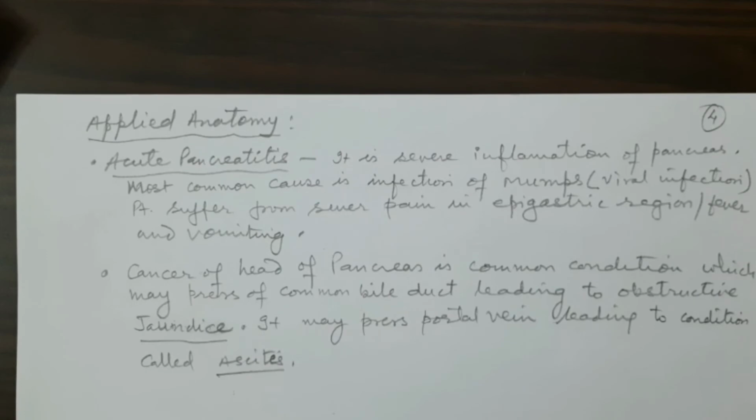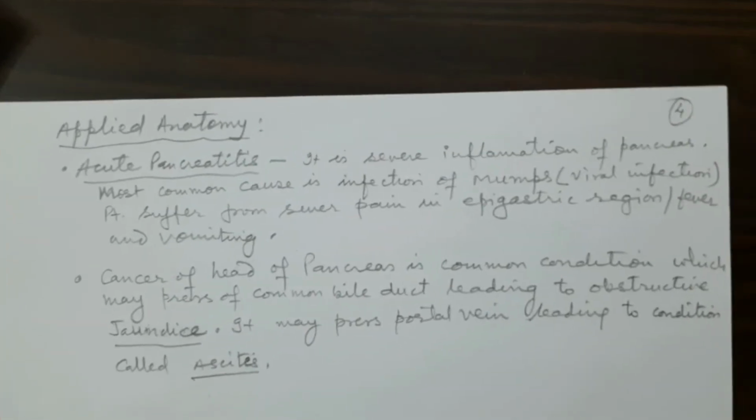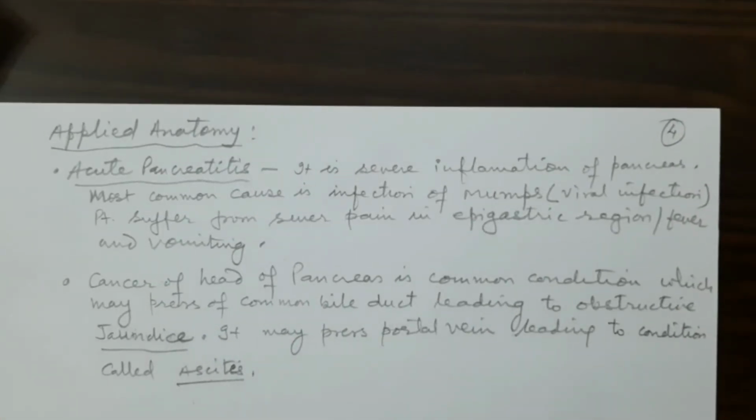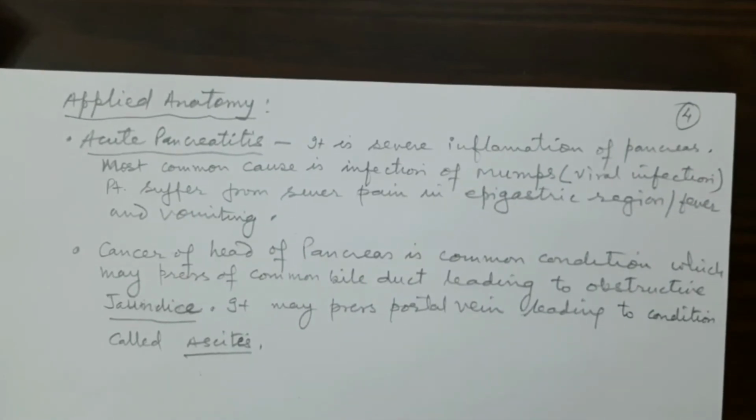Okay, that is called acute pancreatitis. Acute means all of a sudden, and this condition arises acutely, means all of a sudden. Chronic means which is slowly taking place. So acute pancreatitis is the severe inflammation of the pancreas.